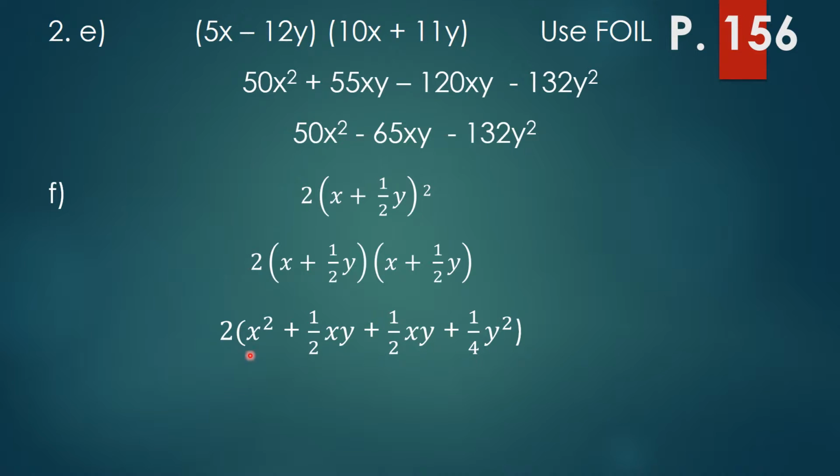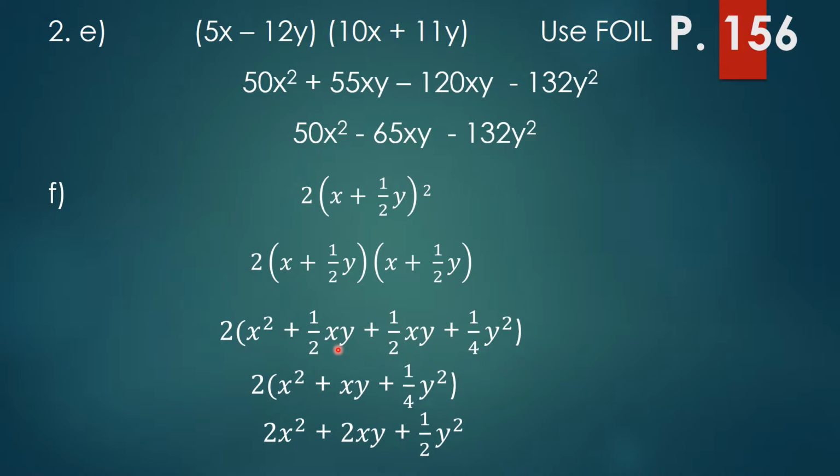Then, before you multiply everything by 2, collect the like terms inside. You get half xy plus a half xy gives you 1xy. And then you have the x squared, and still have the quarter y squared. Multiply each of these terms now by 2. That gives you 2x squared plus 2xy plus 1/2 y squared, since that's 2 times a quarter y squared. So that's the answer for 2f on page 156.